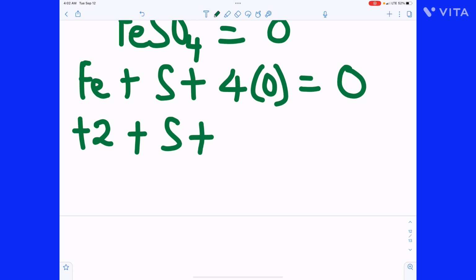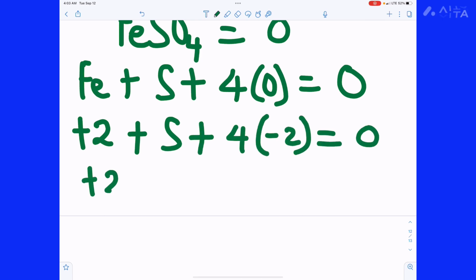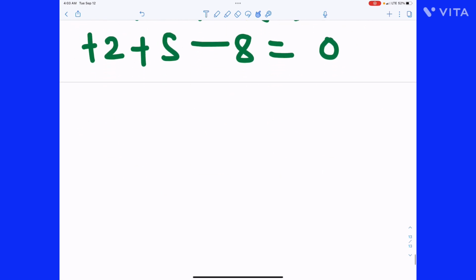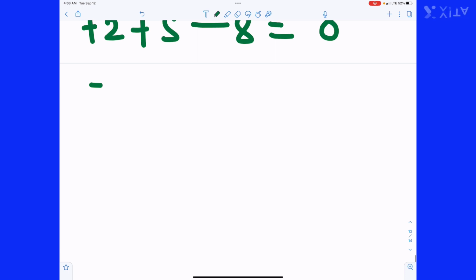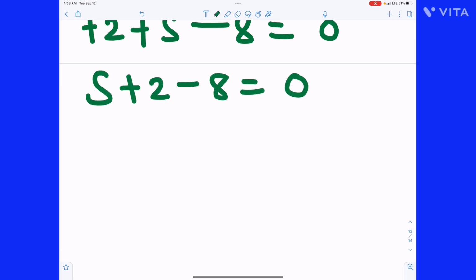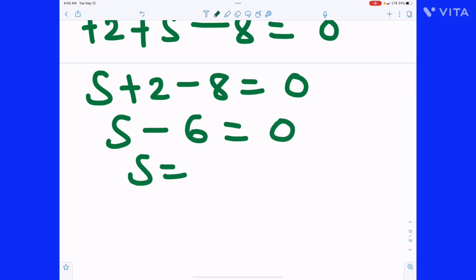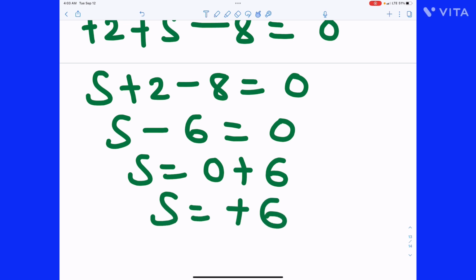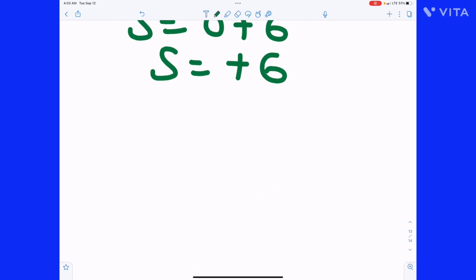We don't know the charge of sulfur. 4 times minus 2. Oxygen is always minus 2, except in peroxide. So that gives us 0. Sulfur plus 2 minus 8 is 0. Sulfur minus 6 is 0. S is 0 plus 6. The charge of sulfur in the compound is plus 6.